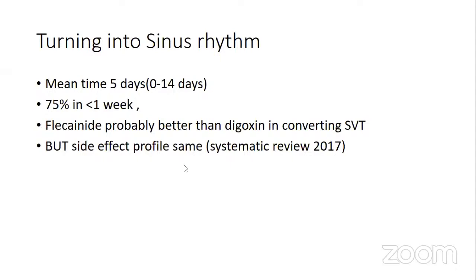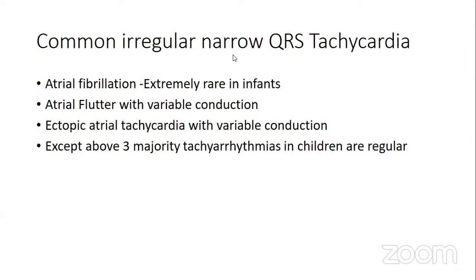What are the common irregular narrow QRS tachycardias? Atrial fibrillation, which is extremely rare in infants, atrial flutter with variable conduction, and ectopic atrial tachycardia with variable conduction. Except for these 3, the majority of tachycardias are regular. These 3 are irregular.